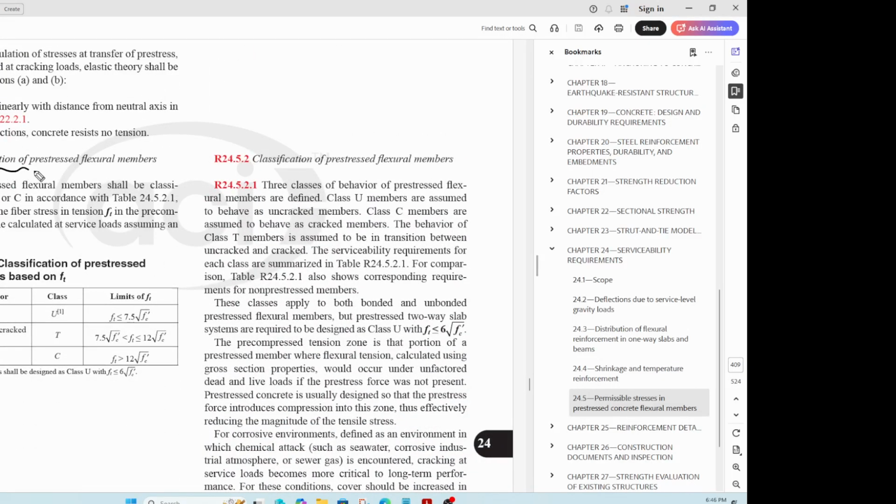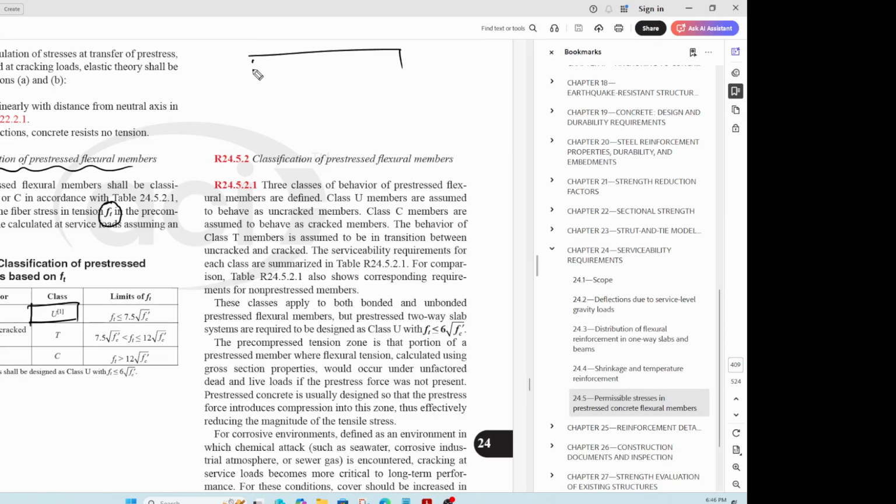So they're trying to classify your pre-stressed concrete, and that's pretty important. Obviously there's a small table here, and whenever you have a table, you need to understand whether you fall here or fall there, right? So how do I know that? That depends upon the tensile stress in the bottom of the concrete.